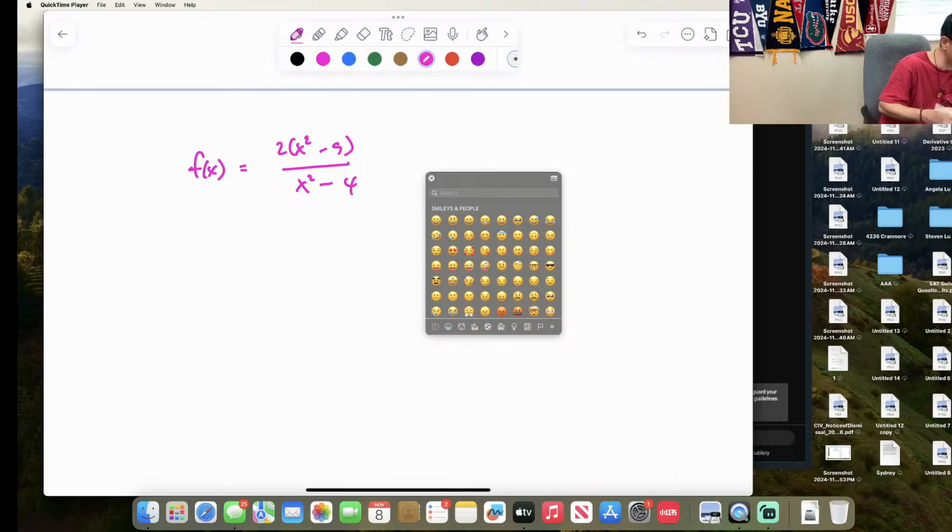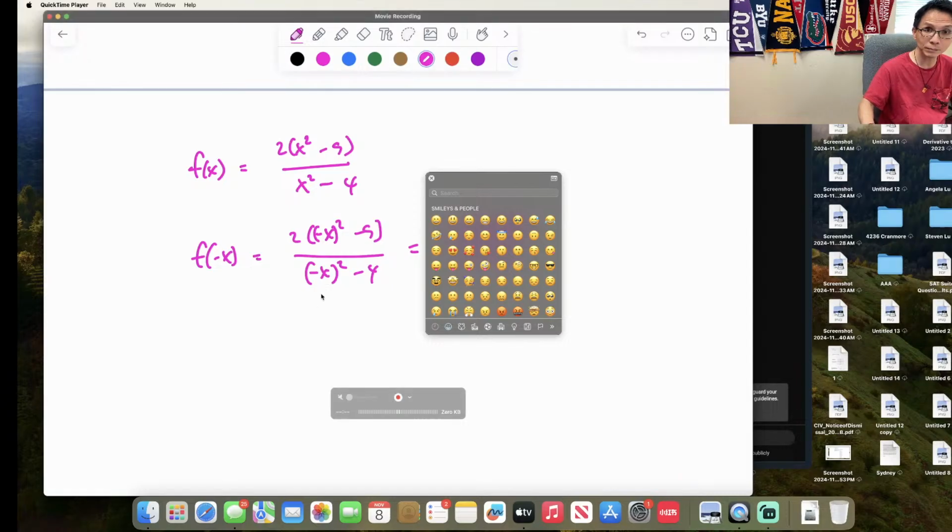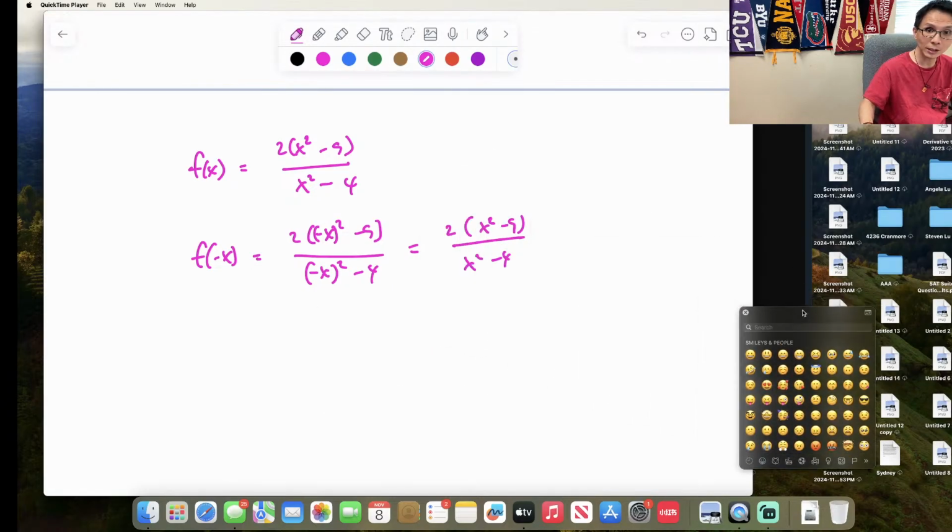First of all, I'm going to tell you how to check symmetry. You plug in negative x, and that's going to be 2 times negative x squared minus 9 over negative x squared minus 4. Now you see, I cannot talk over you guys. So 2x squared minus 9 over x squared minus 4. It goes back to the original. If it goes back to the original, then that is symmetry to the y-axis.